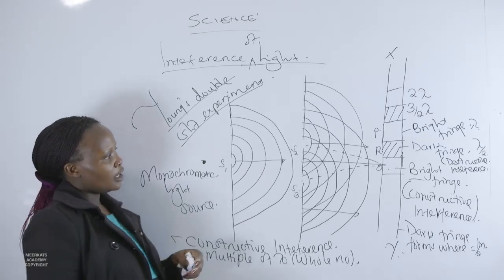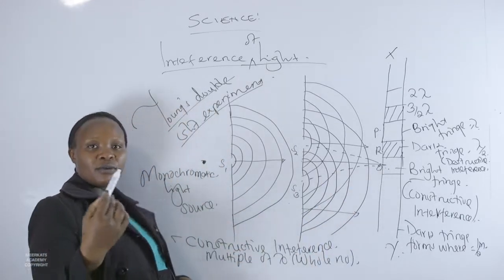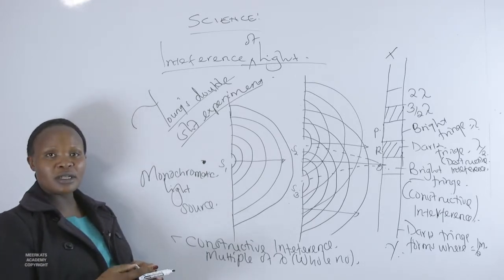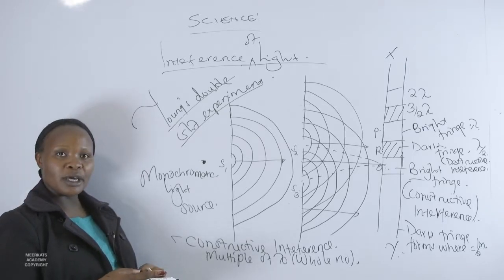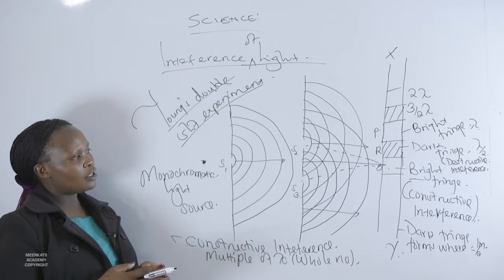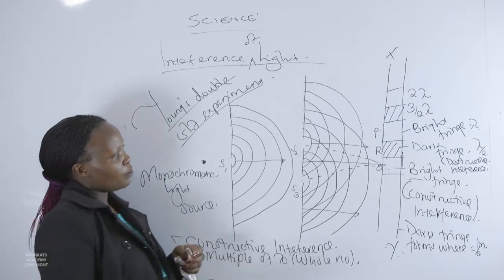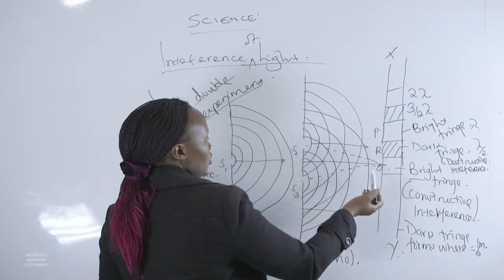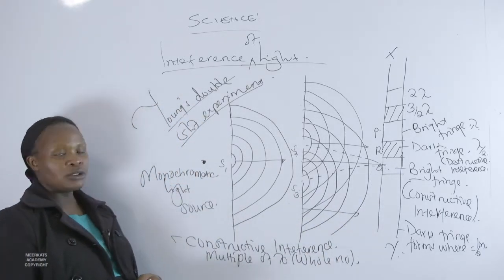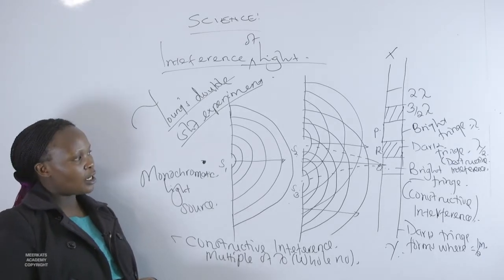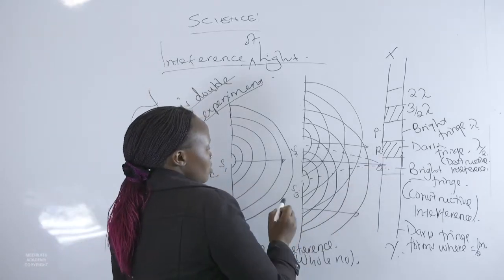We said there will be a central point equidistant from S2 and S3, which are our two coherent sources of light, and that is where we expect the path difference between the two to be 0. Therefore, if the path difference S2O and S3O is 0, we are going to form the central bright fringe.